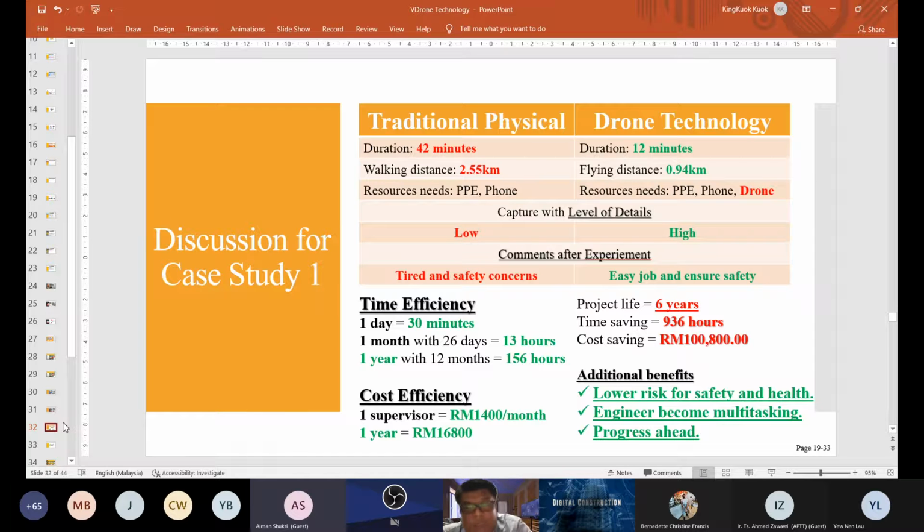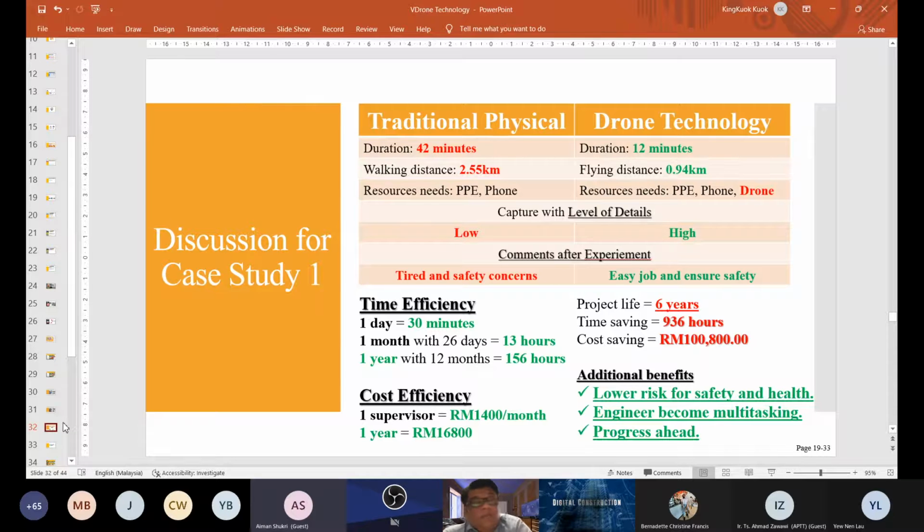So for time efficiency, if we monitor the sites once a day, one cycle, we can save 30 minutes. In one month, if we work 26 days, we can save 13 hours. In one year, if we work 12 months, we can save 56 hours per year.